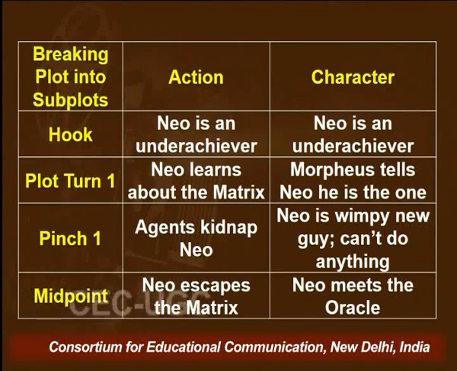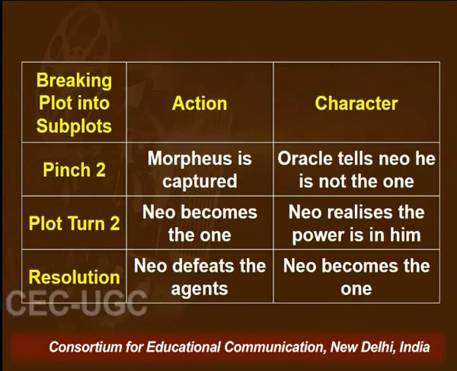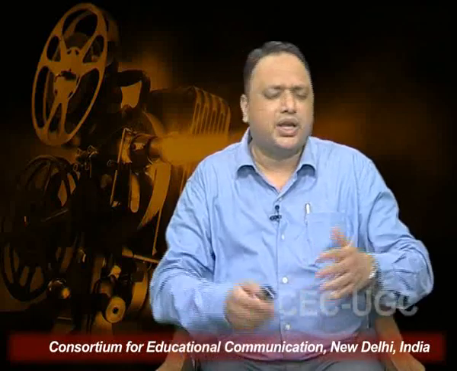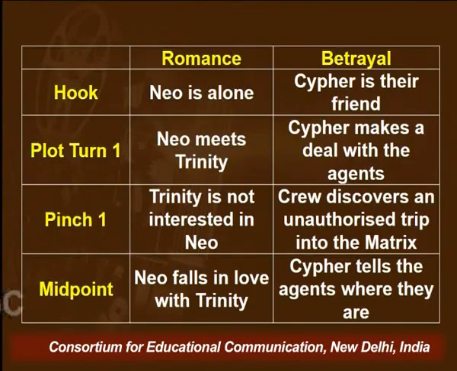Later on, you realize that the Oracle is meeting Morpheus, and there are a lot of other things. So one is in terms of action, the other is in terms of character, and you get to meet a lot of other things also. Now, if on one hand you have action, and on the other hand you have character, then in the majority of films you also have the subplot of romance.